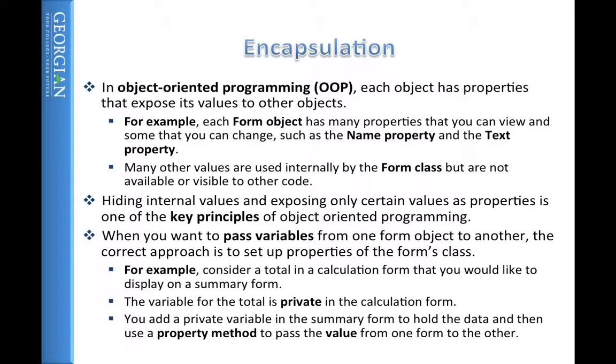In an object-oriented programming environment, each object has properties that expose values to other objects. An example would be the form object. It has a bunch of properties, but you don't really care about some of the minor ones. All you care about maybe is the name property or the text property or whatever. And there are other ones that show up in the properties bar on the sidebar, right? You see all these properties, but there are other ones too. You just can't see them because they're hidden. You don't need to see those.